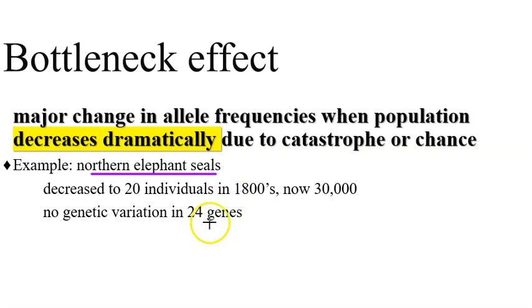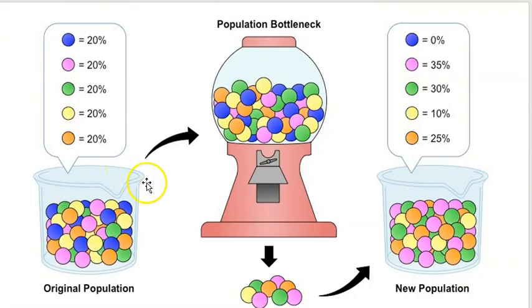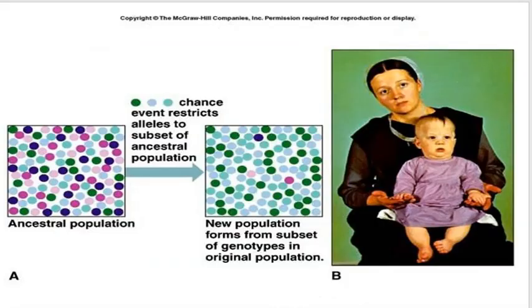seals, okay? So in the 1800s, they were hunted to near extinction. There's no variation in 24 genes. And so, look at that face. And so, it's pretty crazy. You can kind of see decreasing biodiversity and that leads to possibly disorders as well, would increase disorders, okay? So this is population bottleneck. You have all 20% types of alleles, and then all of a sudden, blue was completely wiped out, right? And so that could lead to evolution.